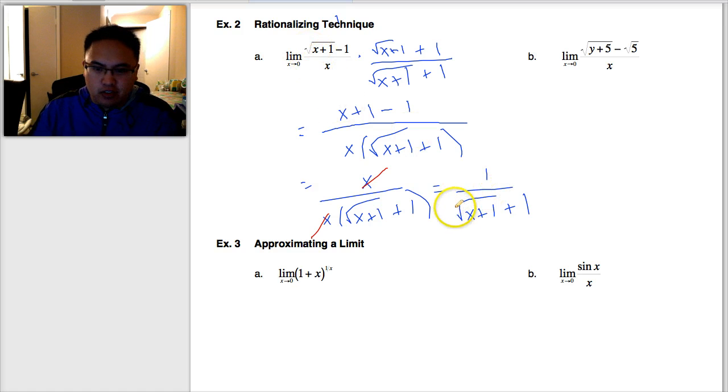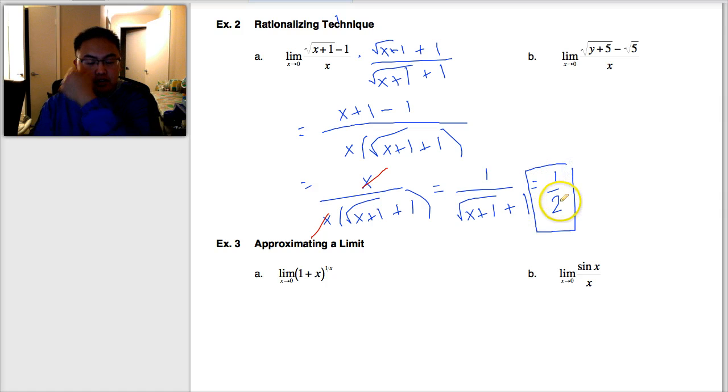Which means now I could do direct substitution. I'll plug in a 0 here. Square root of 1 is 1. 1 plus 1 is 2, and I just have a 1 on the top. So instead of being stuck with 0 over 0, what I could do is rationalize, and I actually get an answer, which is 1/2.